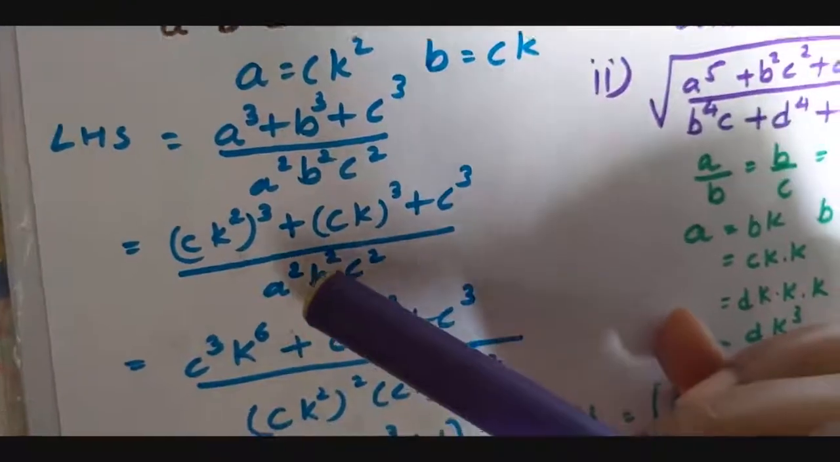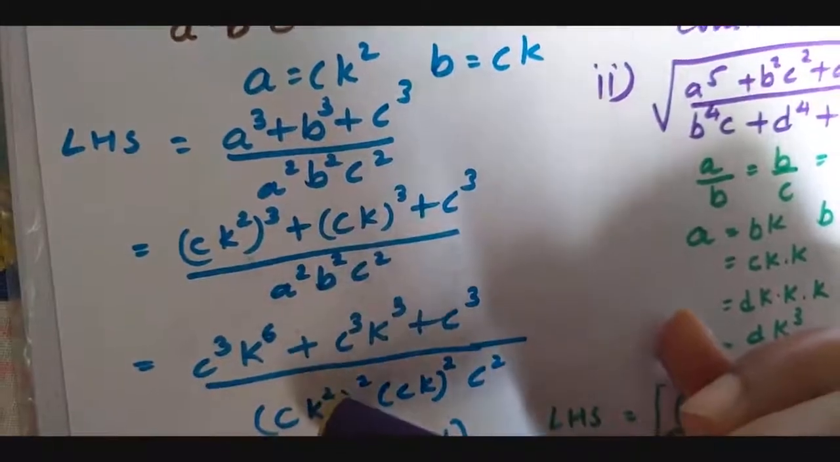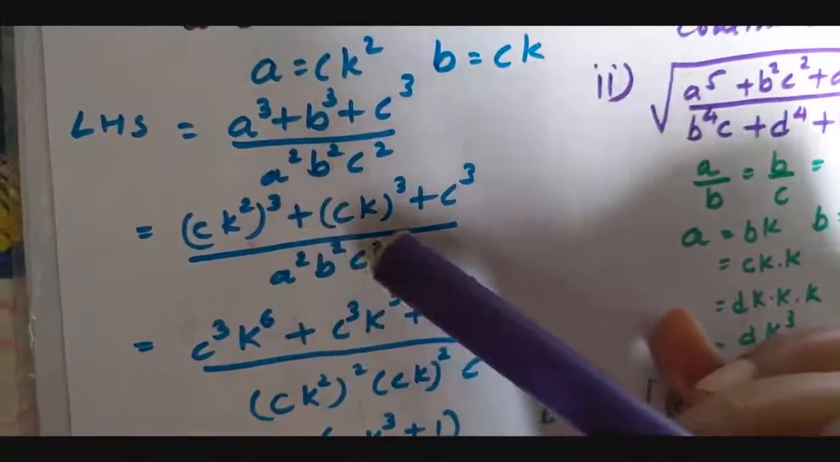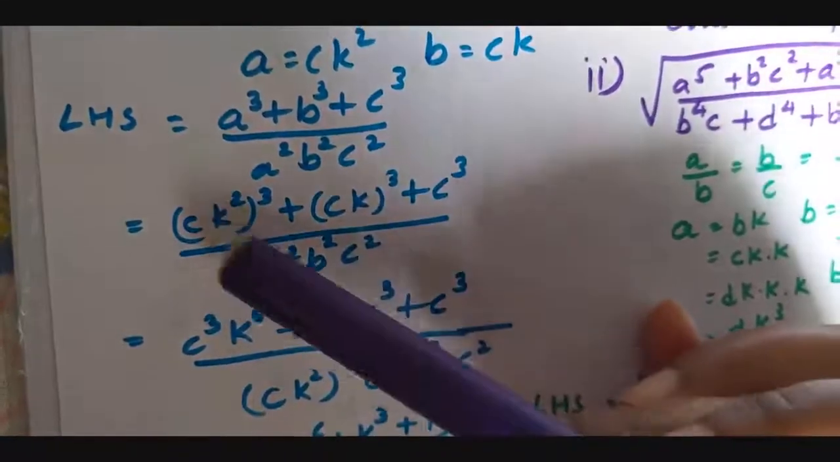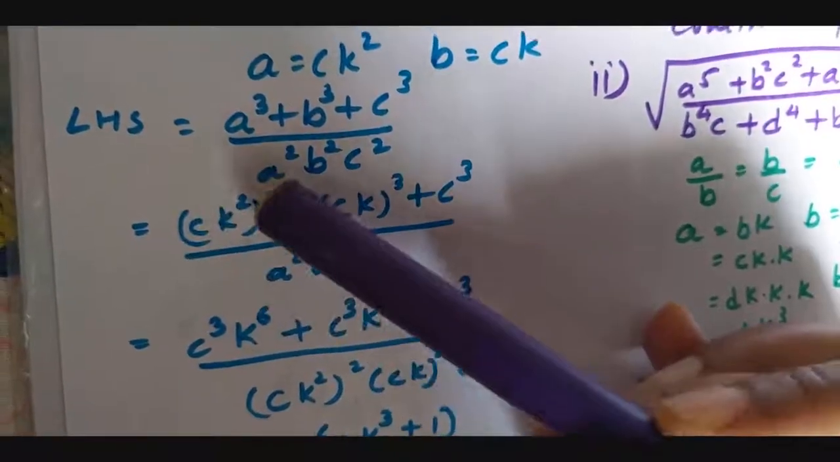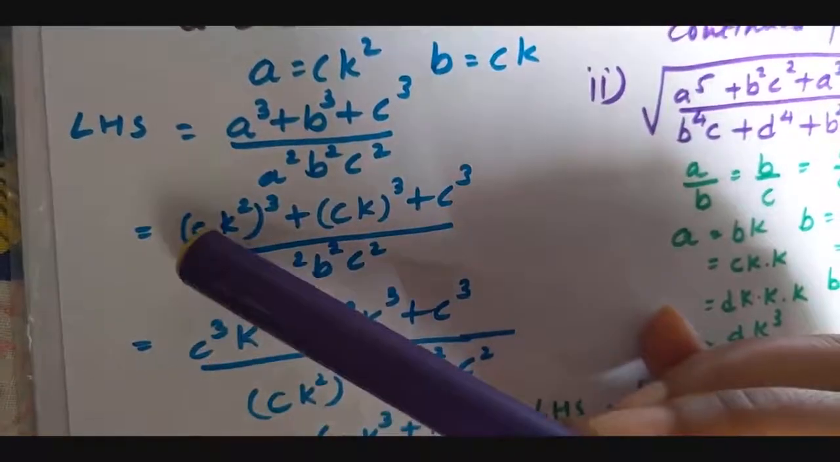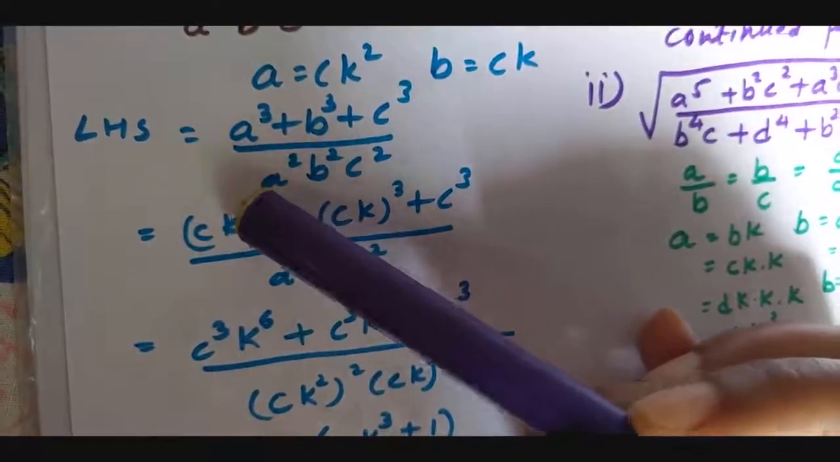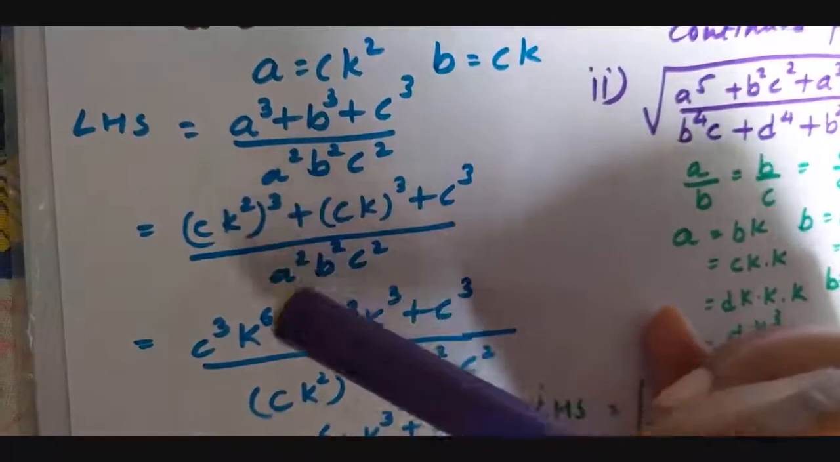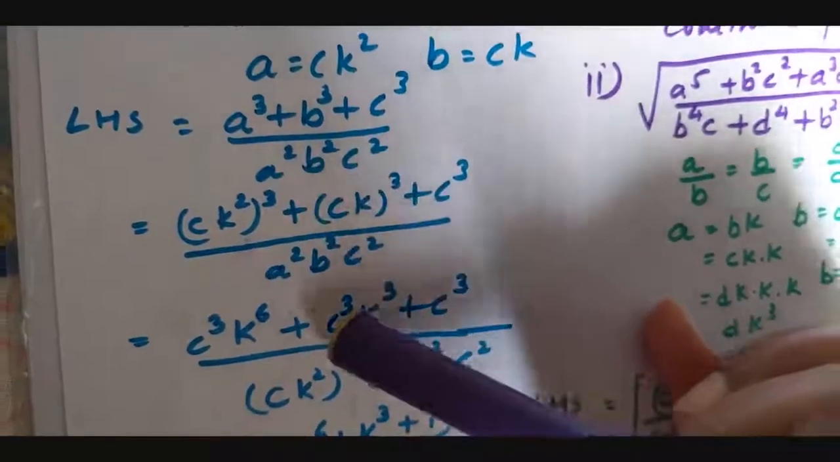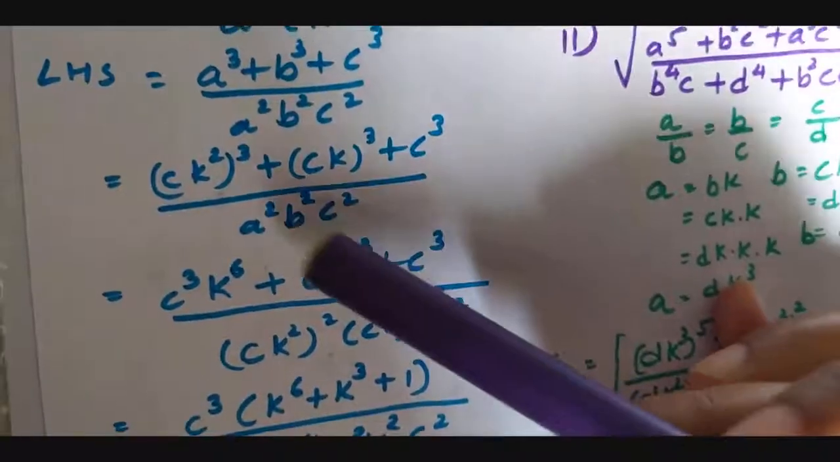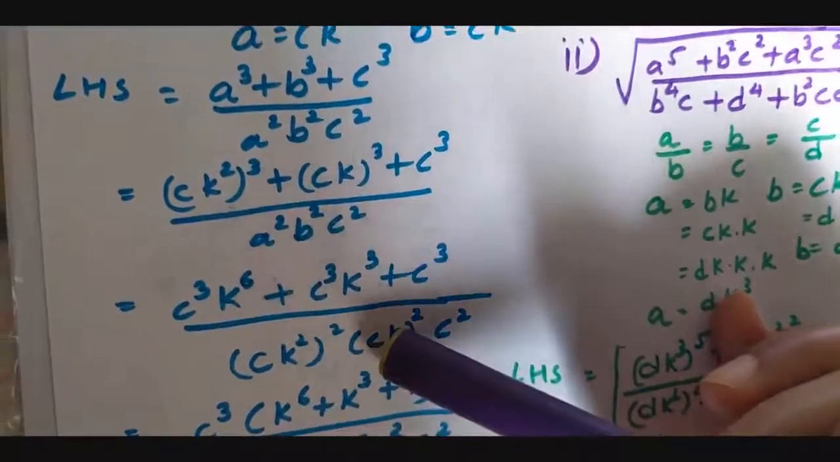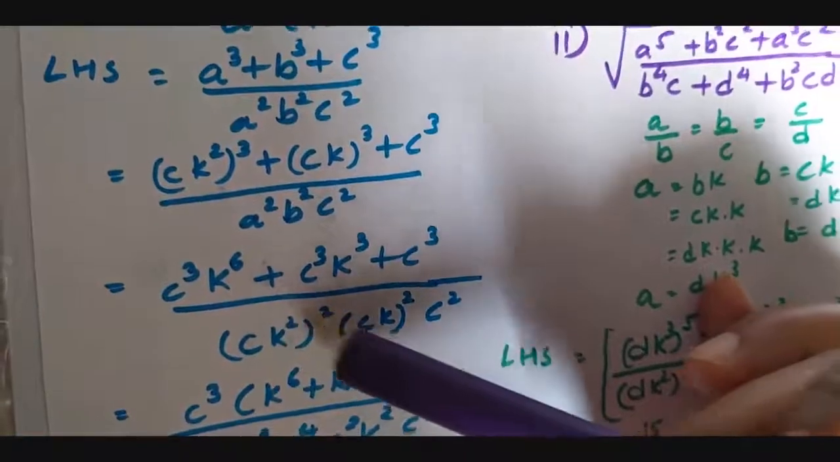Denominator I have not kept the value here, I will put it in the next step. You can put it simultaneously in the second step. Now opening the cube bracket, that is c cube k cube, this is power of power multiplication, so 3 2s are 6, c cube k^6 plus c cube. Now in the denominator I place the value of a and b, that is ck square, square, ck square, c square.